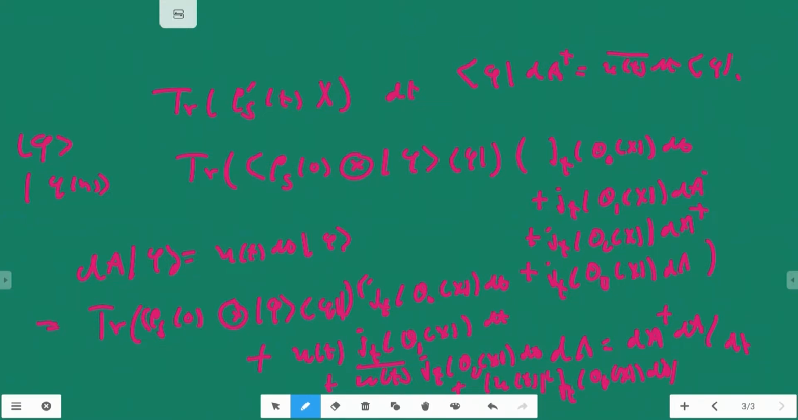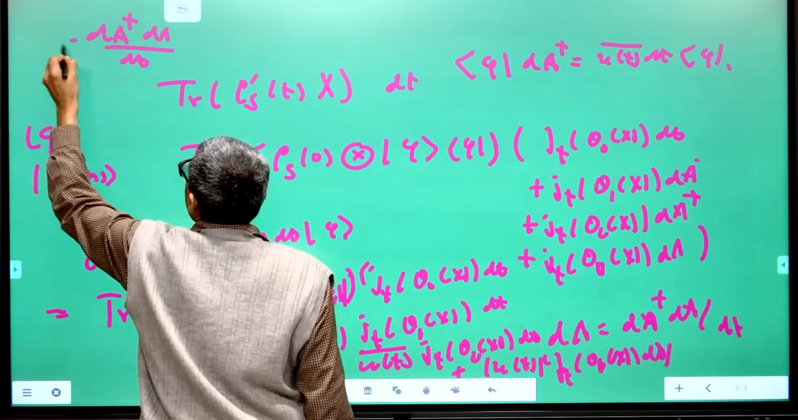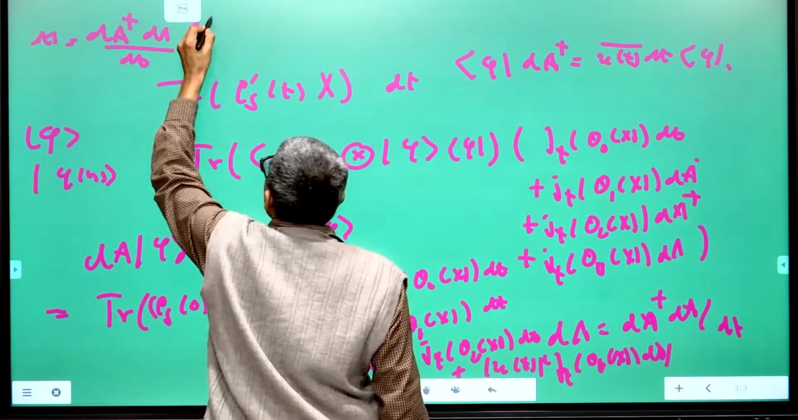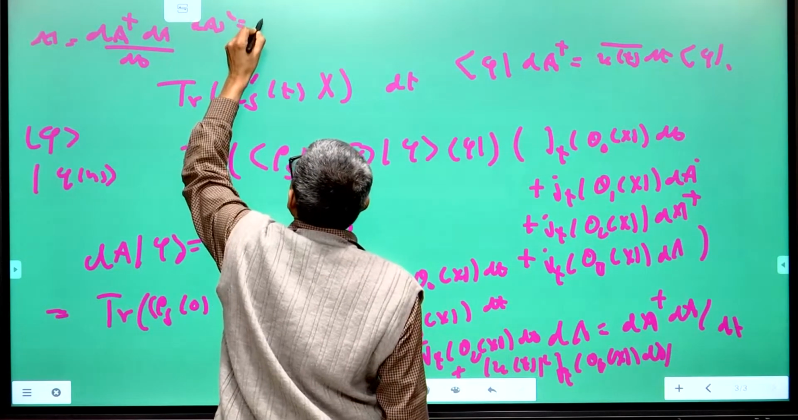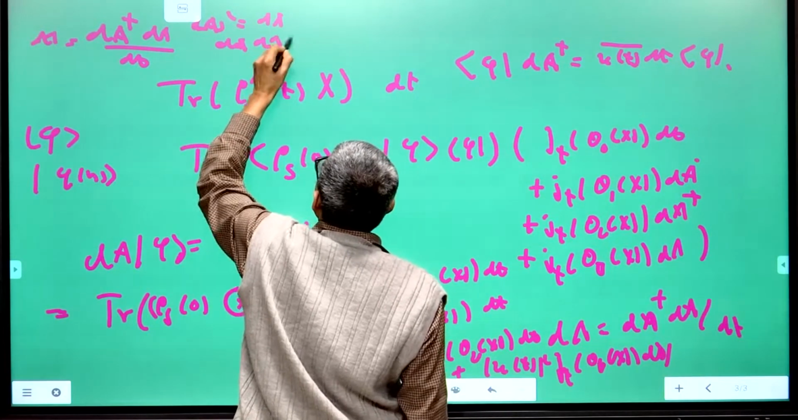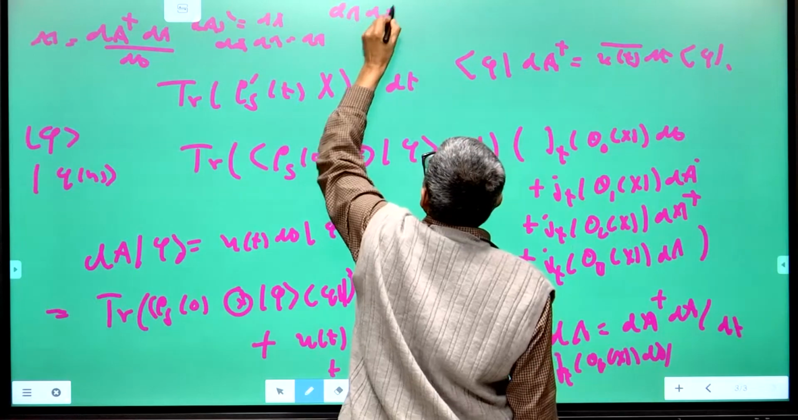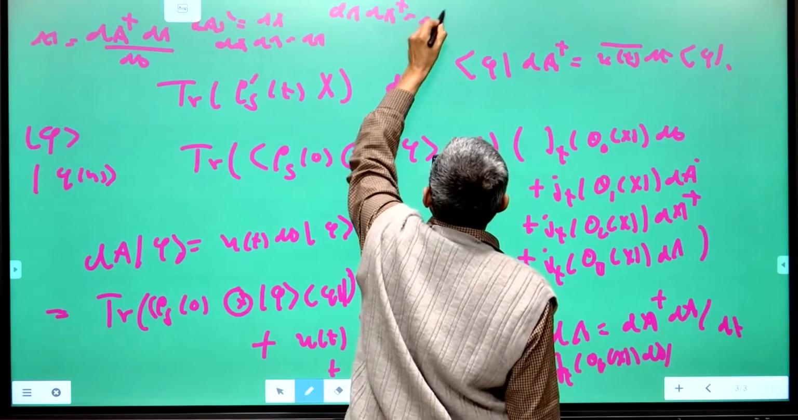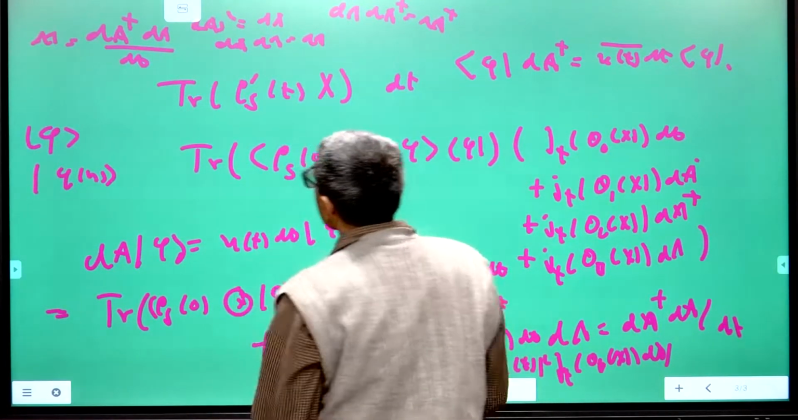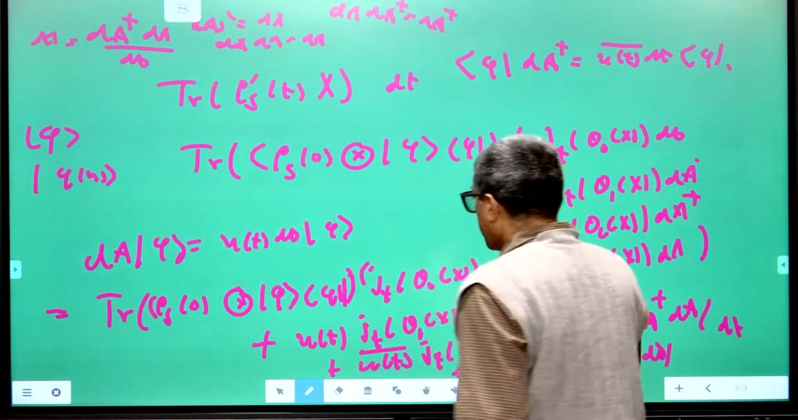You can check that this corresponds to the current, and gives you the correct Ito formula. If you call this d lambda, then it will give you d lambda square equal to d lambda, d a d lambda equal to d a, d lambda d a dagger equal to d a dagger, the number operator, the number process. So you get this sort of a thing.